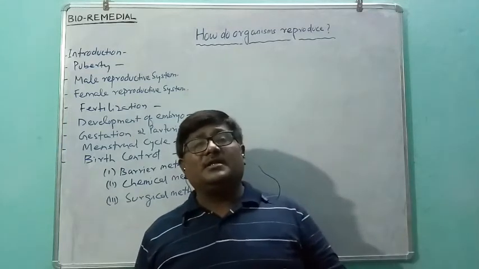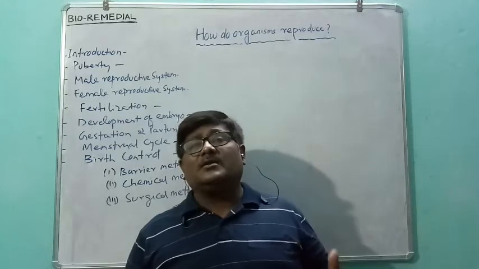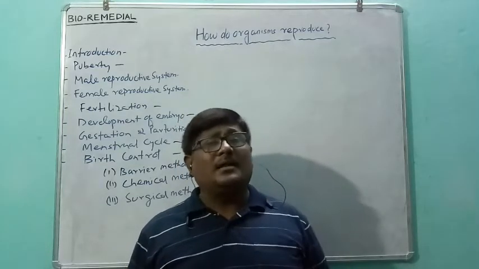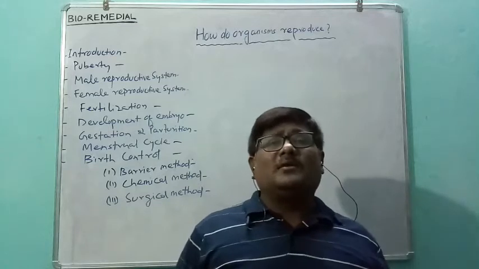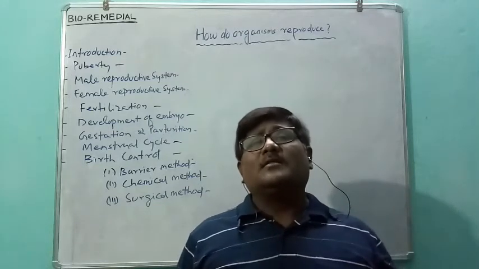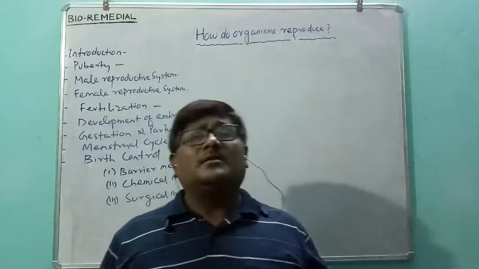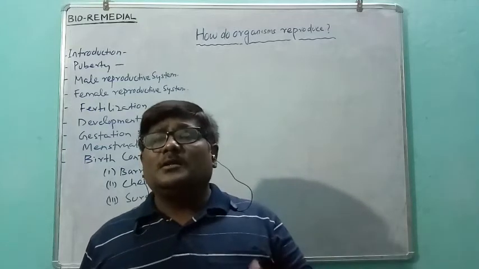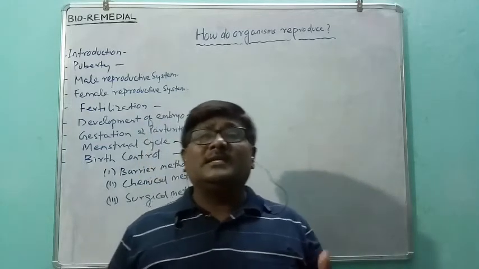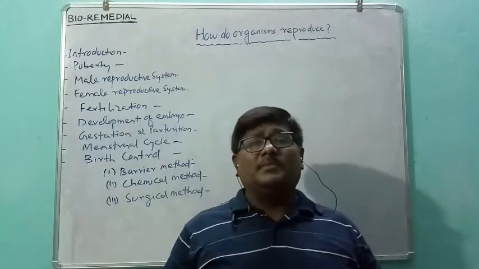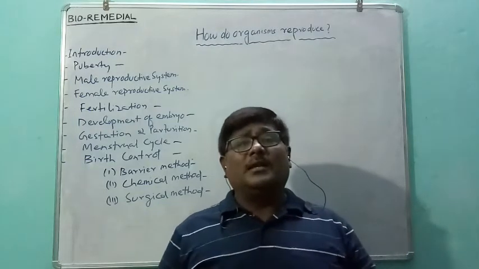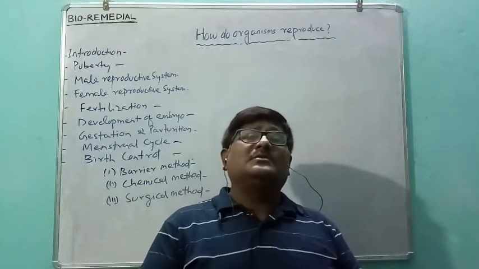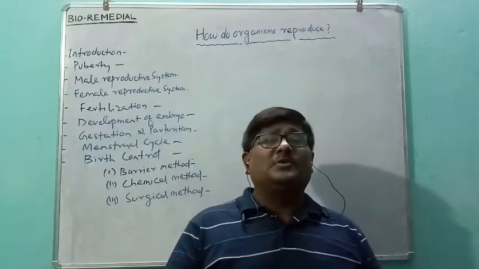But puberty actually comes a little earlier in female, around 11, 12, 13 years, but in male it comes a little late, like 13, 14, 15. The changes vary from male to female. In male, the changes are different from the female. So let us understand what changes take place at puberty.